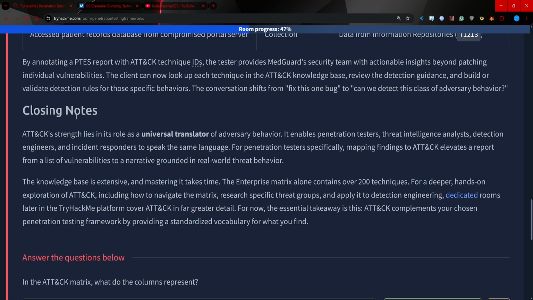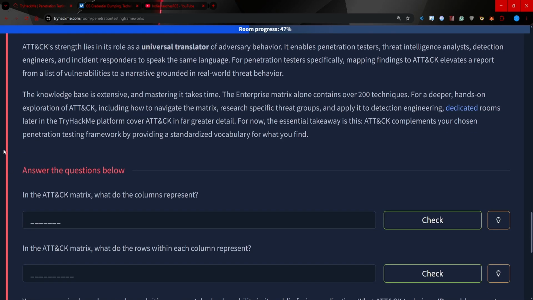For a deeper hands-on exploration of ATT&CK, including how to navigate the matrix, research specific threat groups, and apply it to detection engineering, dedicated rooms later on the TryHackMe platform cover ATT&CK in far more detail. For now, the essential takeaway is this: ATT&CK complements your chosen penetration testing framework by providing a standardized vocabulary for what you find. In the ATT&CK matrix, what do the columns represent?